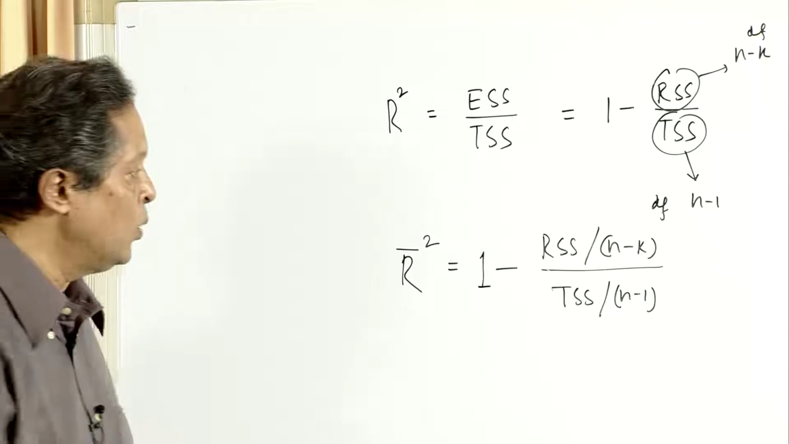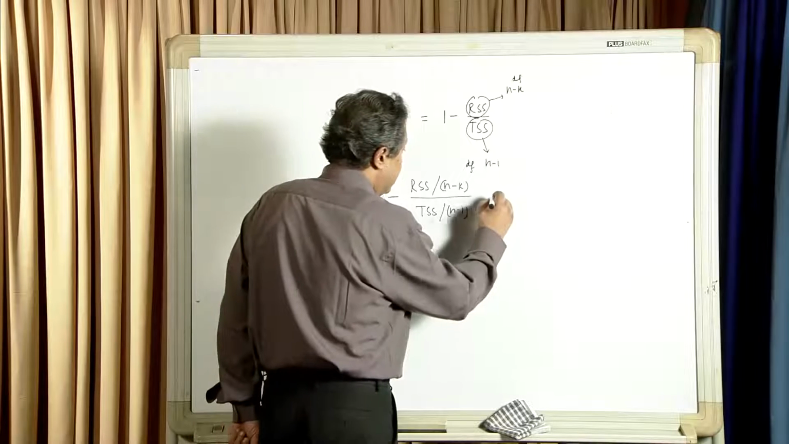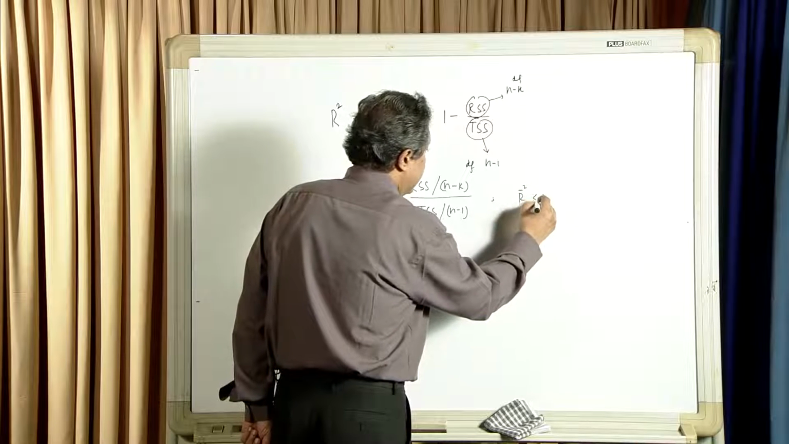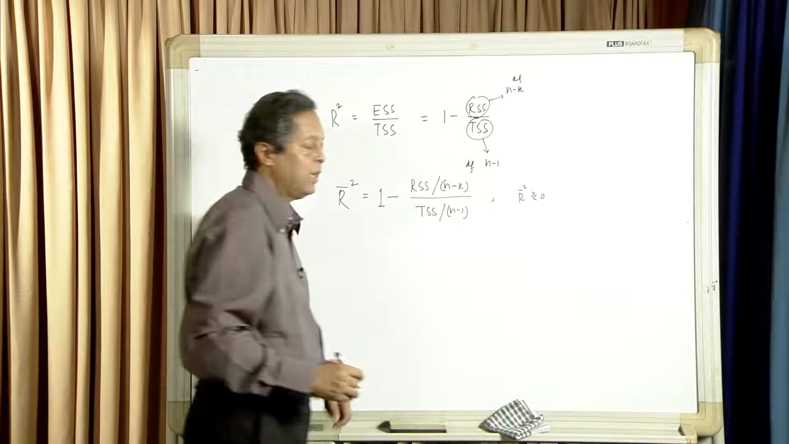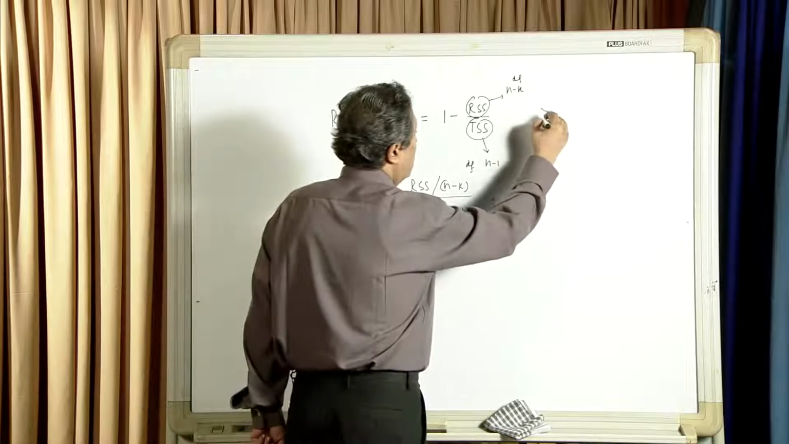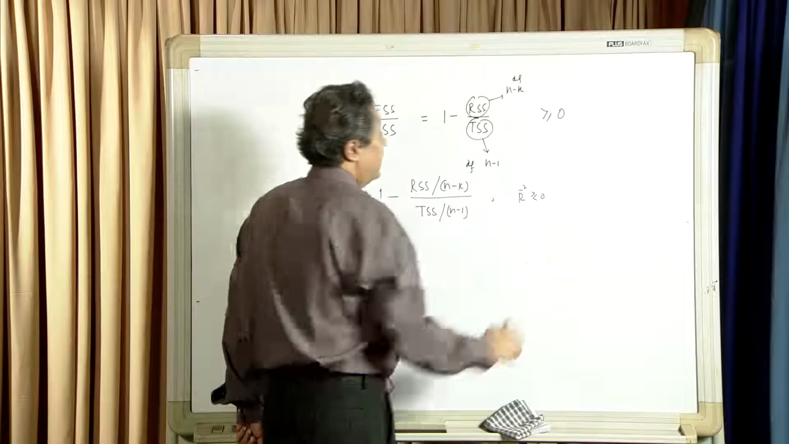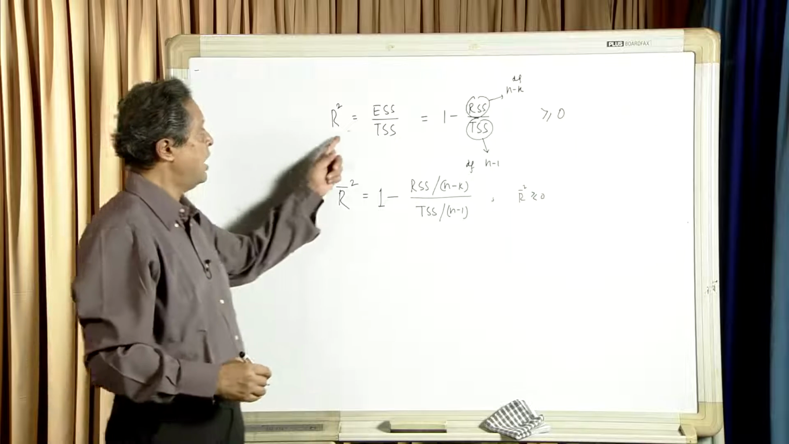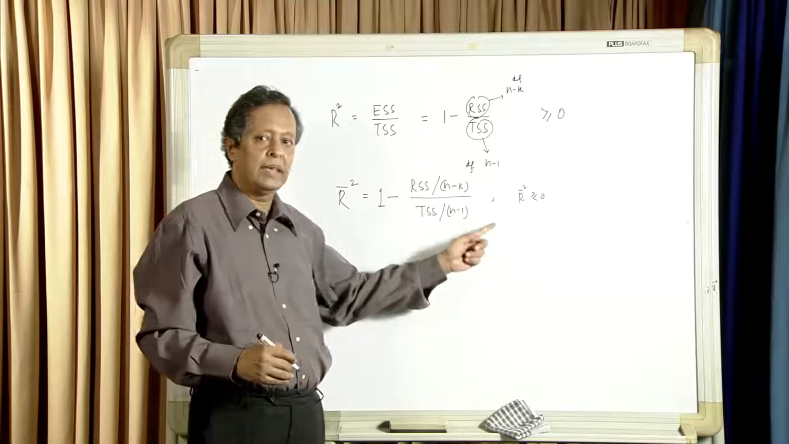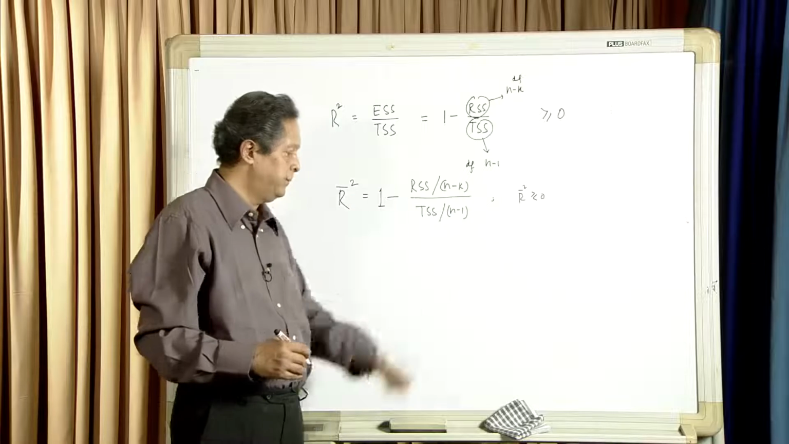One more thing to remember is that sometimes R bar square can be negative. So, it is possible that R bar square can be negative, whereas R square will always be non-negative. R square will always be non-negative, whereas R bar square can sometimes be negative.